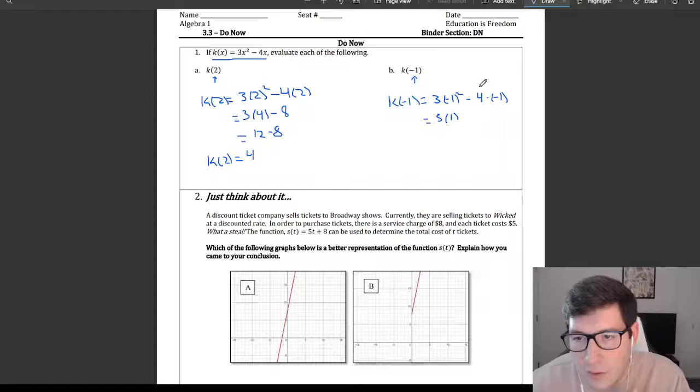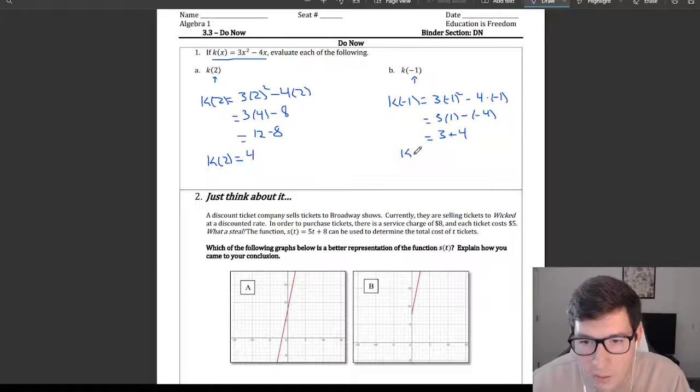And then we're going to have minus 4 times a negative 1. Well, 4 times a negative 1 is going to be negative 4. So I'm going to have minus a negative 4 over here. So I know 3 times 1, that's just 3. But when we're subtracting a negative, we're actually adding. So I'm going to have that 3 plus 4. So I'm going to find that k of negative 1 is going to be equal to 7.